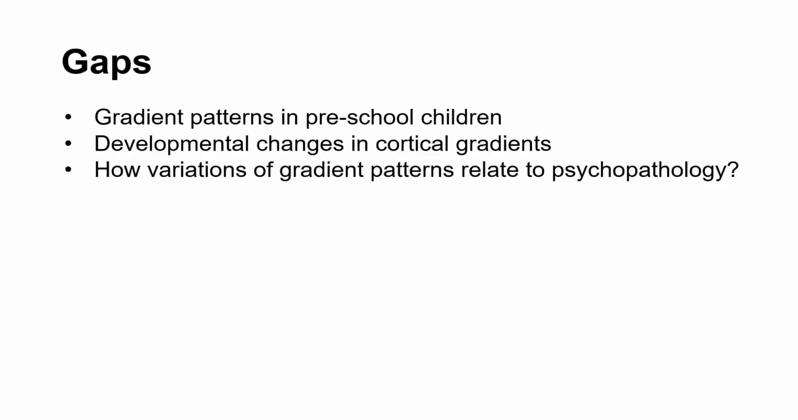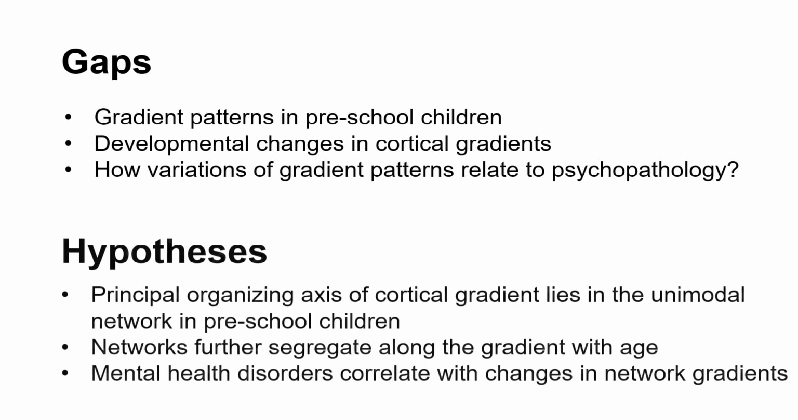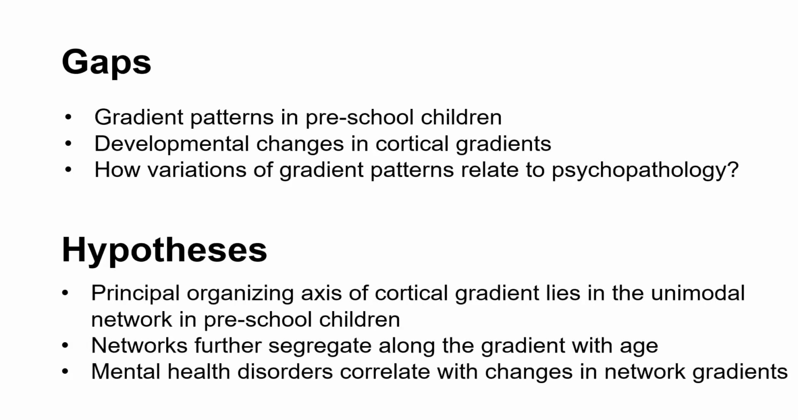However, the gradient patterns in preschool children, the longitudinal changes in individuals' connectivity gradient, as well as whether variations of gradient patterns relate to psychopathology remain to be seen. In this study, we hypothesized that the principal organizing axis of cortical gradients would lie in the unimodal network for preschool children. We expect that different networks would segregate along the gradients between 4.5 and 6 years old. We also think that different mental health disorders will correlate with different network gradient patterns.